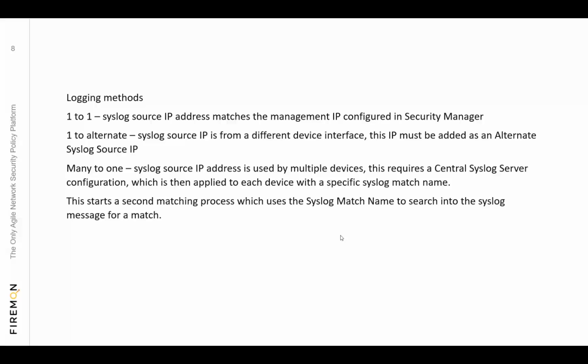The final and most complicated method is many-to-one, and a single syslog source IP address is used for multiple devices. This is where we define a central syslog server, and it's applied to each of the devices in our interface, and a specific syslog match name must be used. This starts a second matching process which uses that syslog match name to search in the syslog message. More details of this will be covered in the intermediate training.